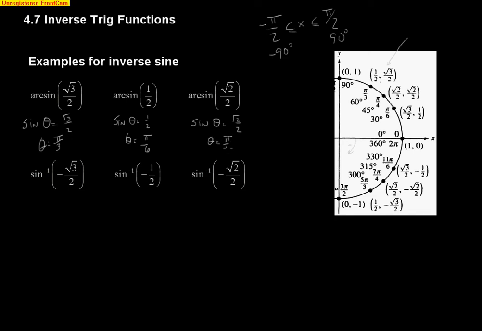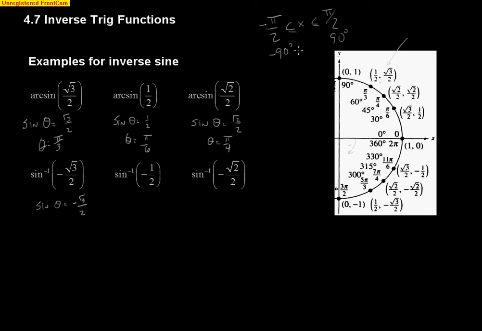Now, those were easy because those were in the first quadrant. Let's look at these next 3 examples here where they're in the fourth quadrant. So sine inverse of negative radical 3 over 2. Again, that just means what's the sine of what angle is equal to negative radical 3 over 2. So I find the negative radical 3 over 2, and I can see right here it's 300 or 5 pi over 3. Now that's a problem because it's got to be between negative 90 and positive 90. The 300 means that we went all the way around the unit circle and got to 300 degrees.